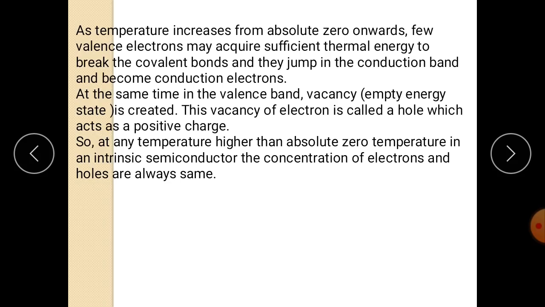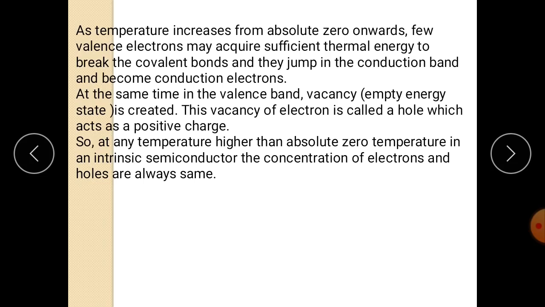But as temperature increases from absolute zero onwards, a few valence electrons may acquire sufficient thermal energy to break the covalent bonds, and they jump into the conduction band and become conduction electrons. So if valence electrons jump to the conduction band, the valence band should be empty. But this is a contradictory statement, as we know that the valence band may be either completely filled or partially filled but never empty.